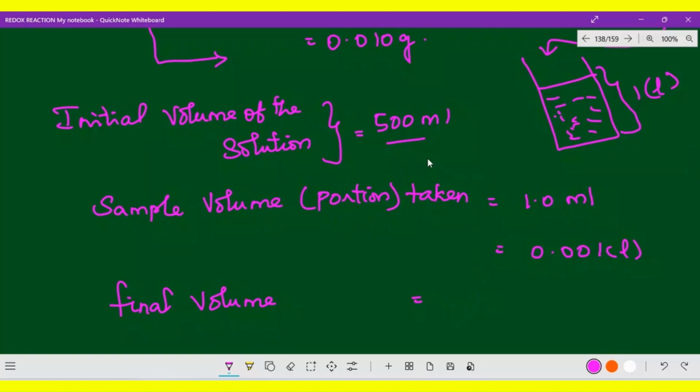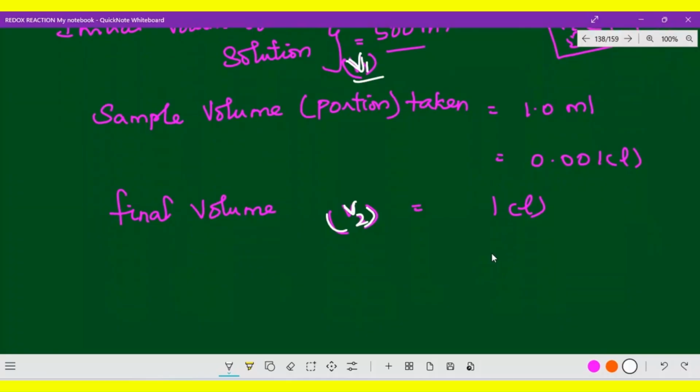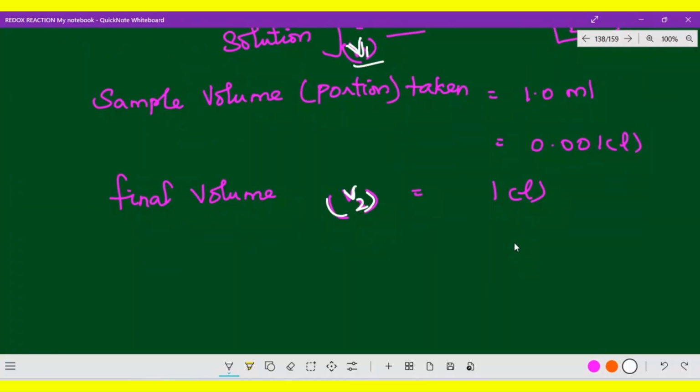So here how much have we taken? It is 1 liter. We take this as the final volume, V2, and the initial volume as V1. So V1 is half a liter and V2 is 1 liter. The 1 ml has been diluted into that 1 liter.